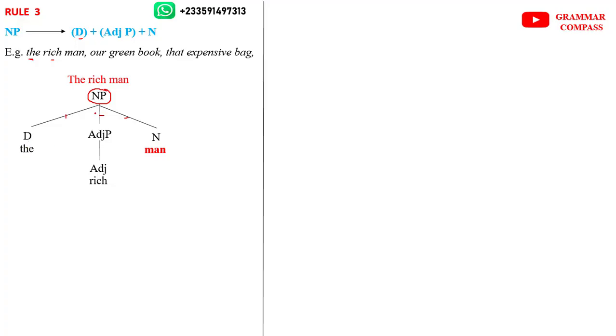It consists of the adjective phrase, which consists of an adjective, rich, and then this noun phrase consists of a noun, that is man. The point where most students make mistakes is when they are representing the adjective phrase within a noun phrase. In phrase structure, whenever you are representing noun phrases, adjective phrase will always be on the same level as the determiner and the noun, not the adjective. This adjective will be a constituent of the adjective phrase.